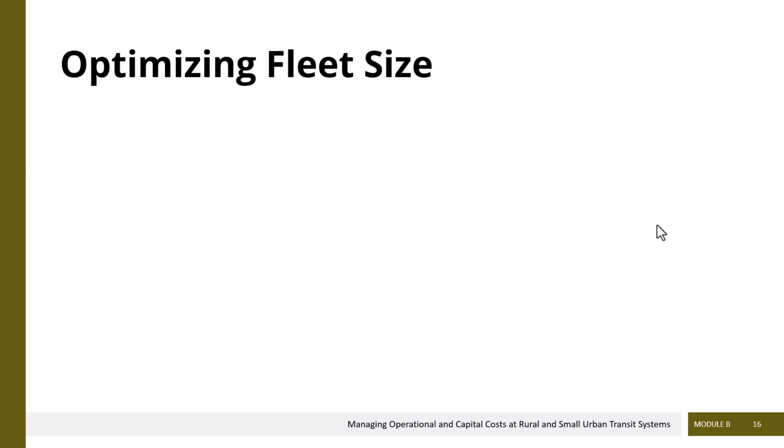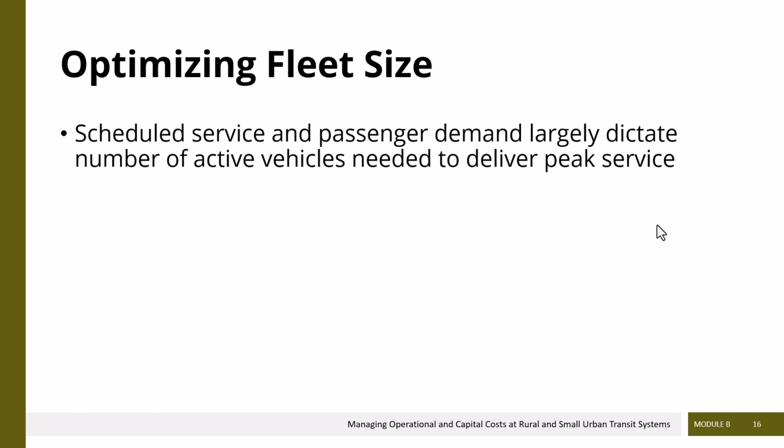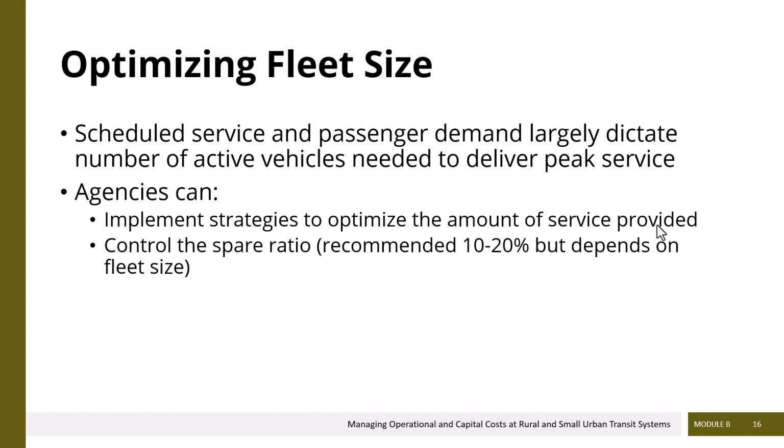Another strategy for managing maintenance costs is optimizing the size of your fleet. The reality is that the amount of service you're scheduled to deliver, which is often a function of passenger demand, will largely dictate the number of vehicles that you need to deliver peak service. So there's not a lot of control you have over that. So how do you optimize fleet size? Well, there's really two main strategies. One is to implement strategies to optimize the amount of service you're actually providing. And that could be through demand management or more efficient scheduling and dispatching. Those strategies are discussed in other videos.